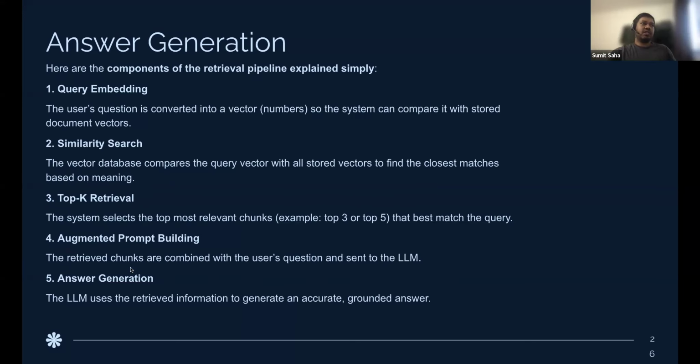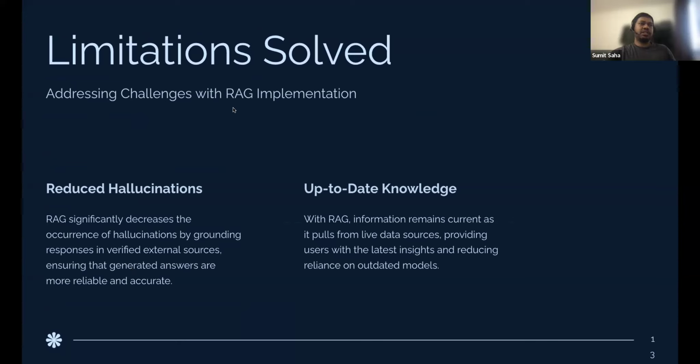That's what this is solving, addressing challenges. What has this RAG implementation now solved? We can see that RAG implementation significantly decreases the occurrence of hallucinations because it verifies external sources. That's the data I'm providing through those documents. It now has some source of data, so it will not hallucinate. It will generate answers that are more reliable and accurate, with up-to-date knowledge.